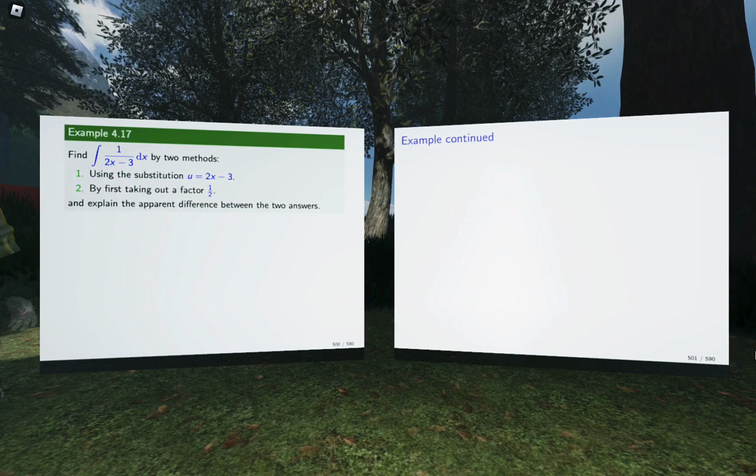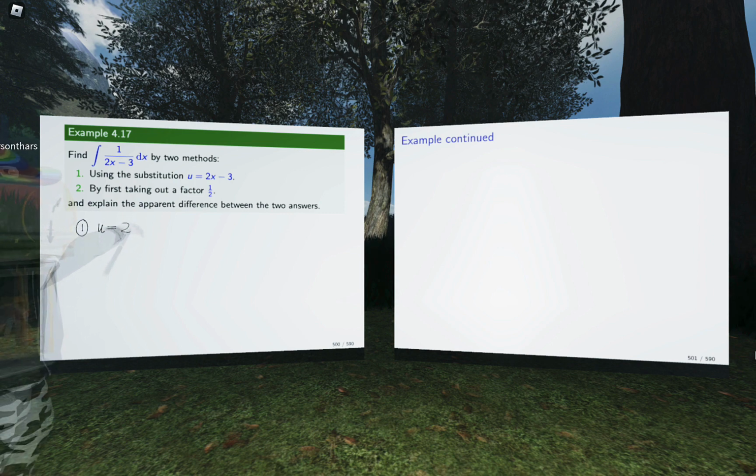So let's try an example. The integral of 1 over 2x minus 3 dx. So we're going to make a substitution and turn this into an integral of the form that we just studied. And I want to remark on two different ways of doing that. So let's do it the first way first. So we're going to substitute u is 2x minus 3.